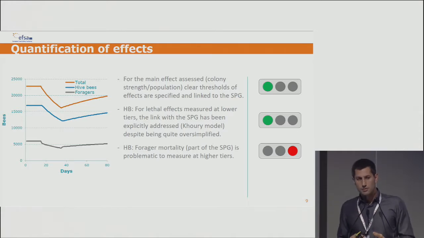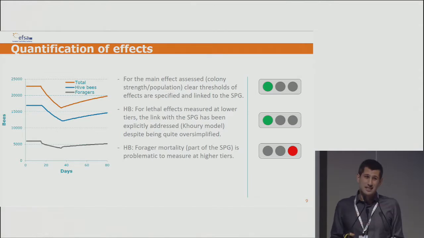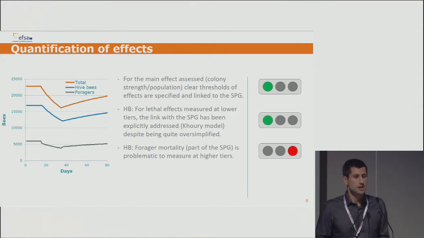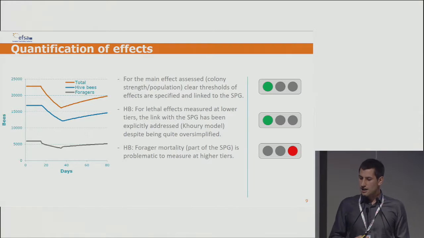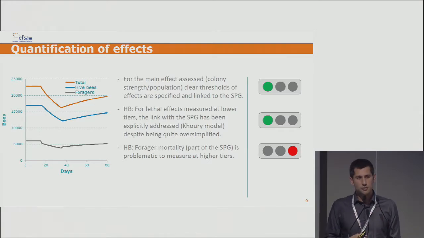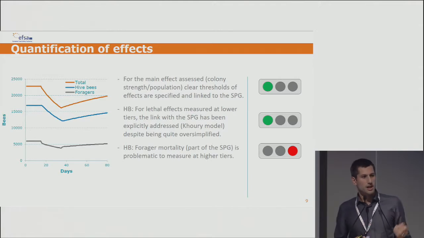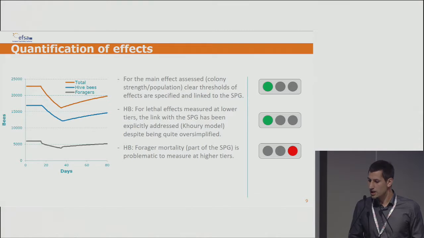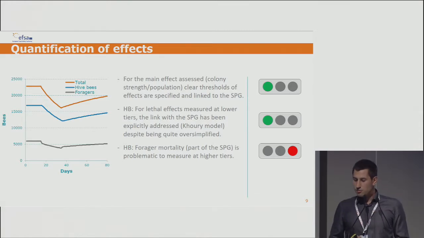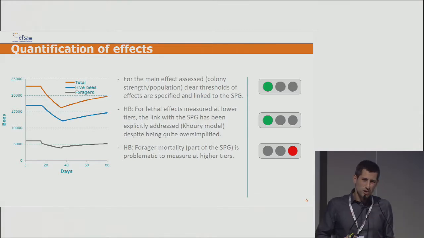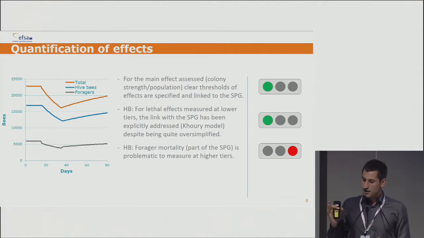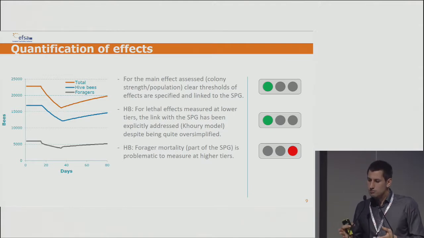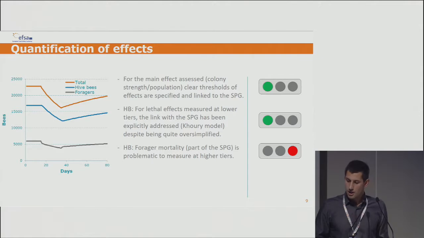What we measure at the lower tier, for honeybees but also for other bees, is basically lethal effects, which we assess in the lab. For that, at least for honeybees, we do have some kind of explicit link, which was established through modeling. I think this ties in well with what Valerie was saying this morning. It is true that the model used is fairly simple, but I think the link is there and it is addressed.